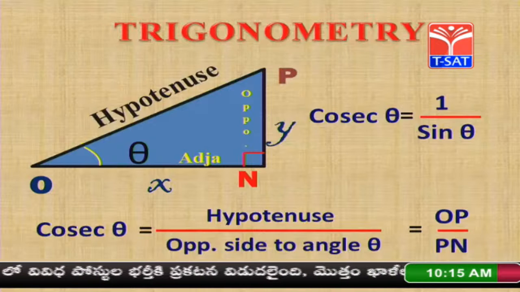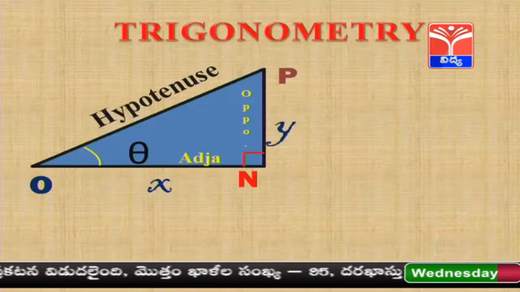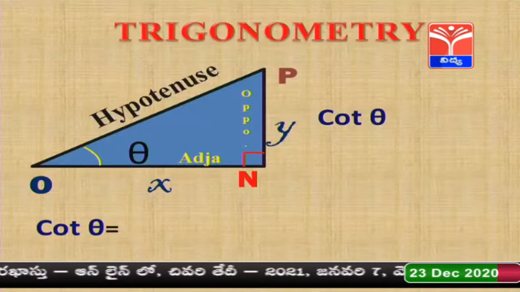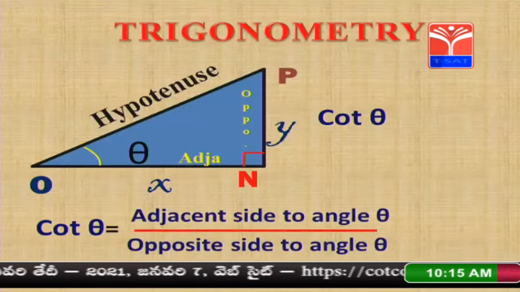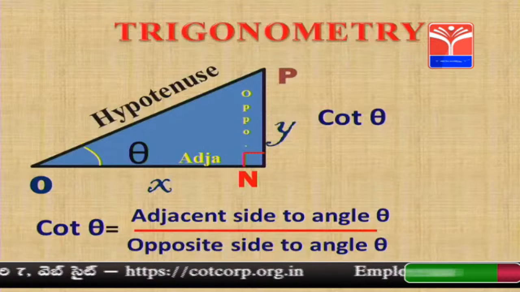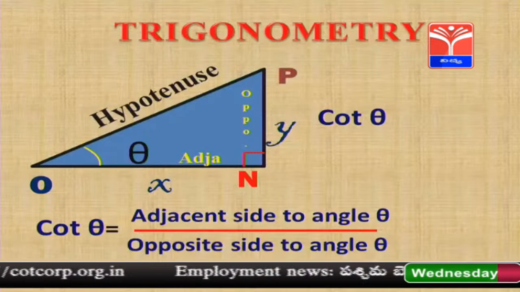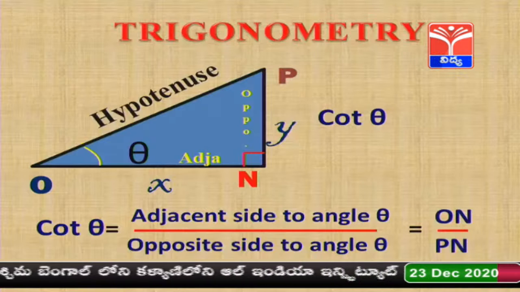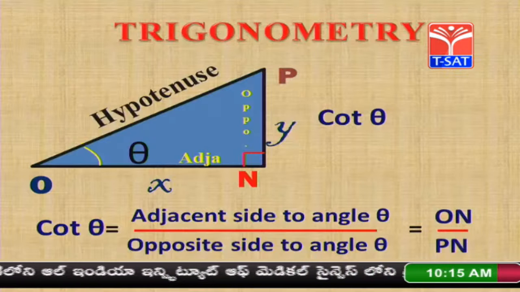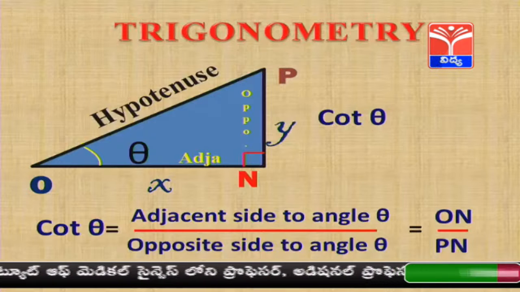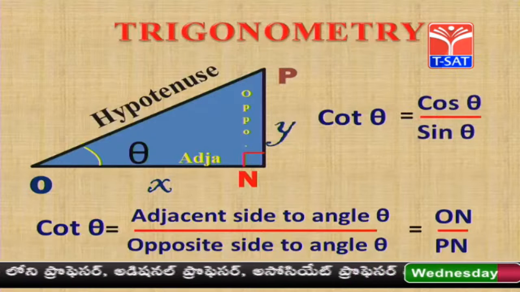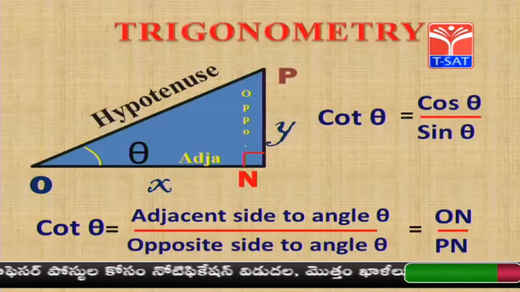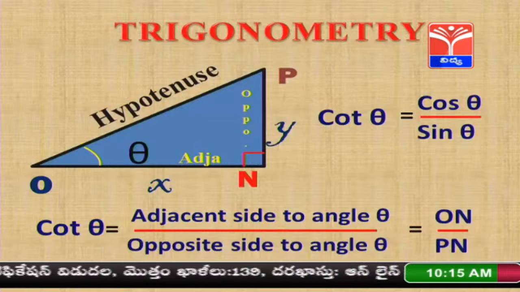Now, we are going to see the last, the sixth one of the ratios, that is cot theta. Cot theta is equal to the adjacent side to the angle theta by the opposite side to angle theta, which is equal to ON by PN. You are able to see this is very clearly the reverse of tan theta, or we can say cos theta by sin theta. That means, here cot theta is also equal to 1 by tan theta or cos theta by sin theta.